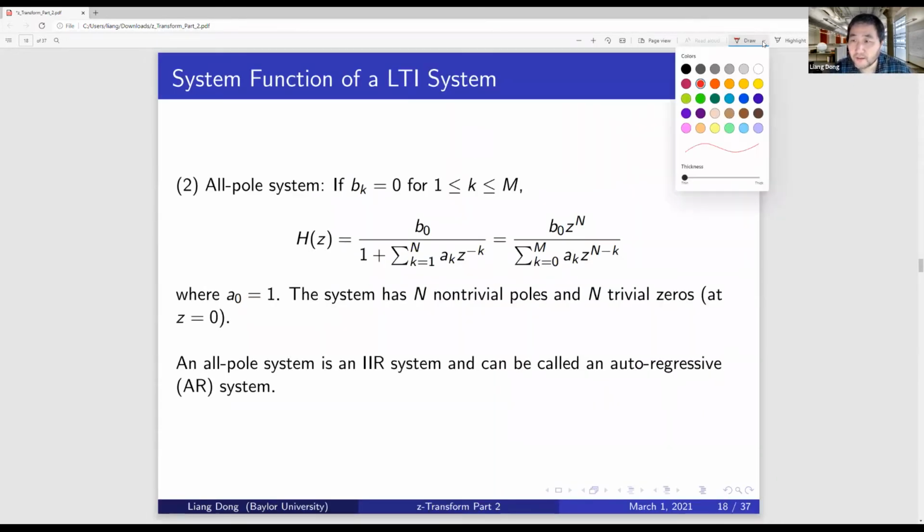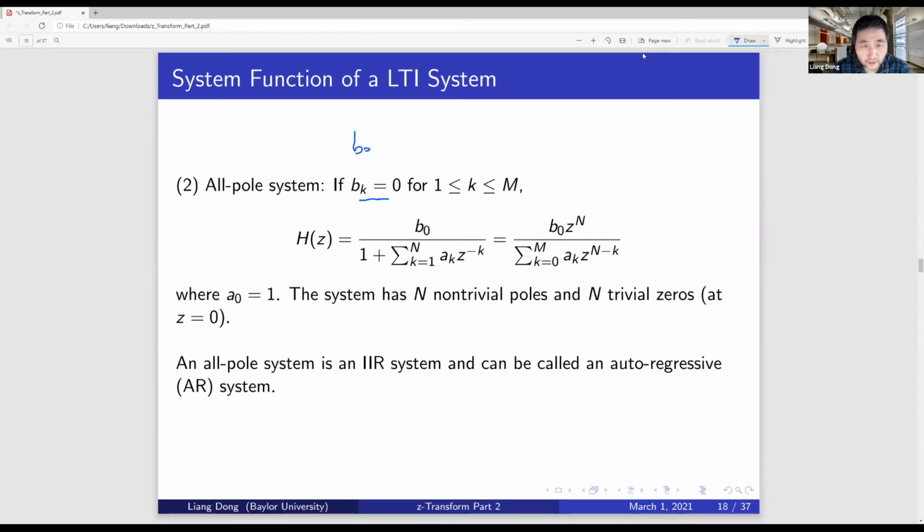Okay. The second special case is called an all-pole system. All-pole system, that's easy to understand. An all-pole system is one where I do not have a numerator. I only have a denominator. So the numerator is b0, take that as 1. I don't need to normalize that term, just leave it as a constant. All the other terms are zeros. Therefore, the numerator becomes just b0. The denominator is a polynomial of z to the power -1.